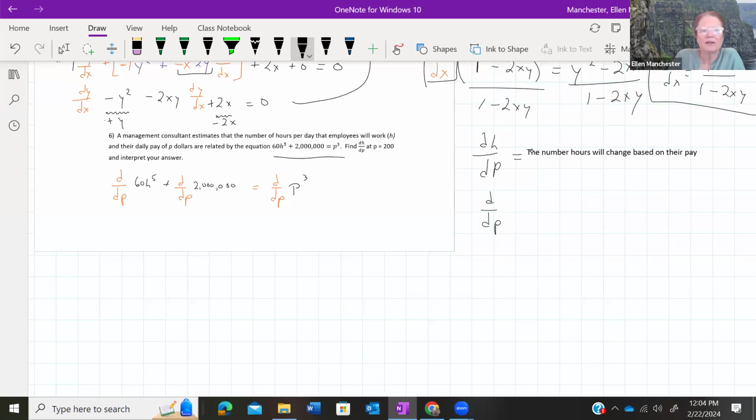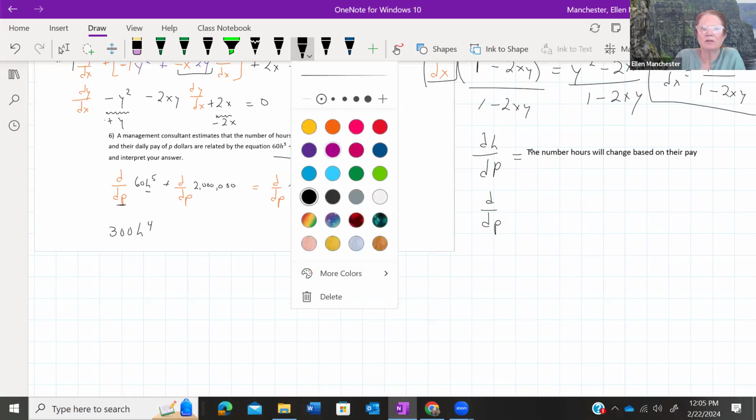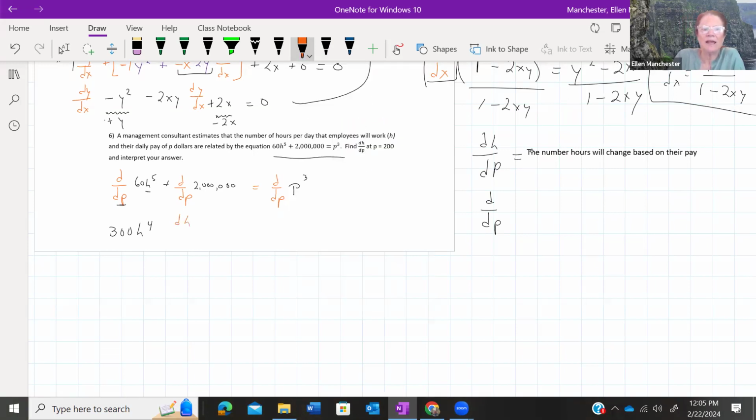Okay, so here we go. We have based on P and we have an H. So we have to do implicit differentiation. So we're going to do 300, 5 times 60 is 300, H to the 4th, DH, DP. Well, that's what we're looking for. Plus, I know I'm running out of time, plus derivative of 2 million is just 0. And now I see my P's are the same. So I'm just finding the derivative of P cubed is 3P squared.